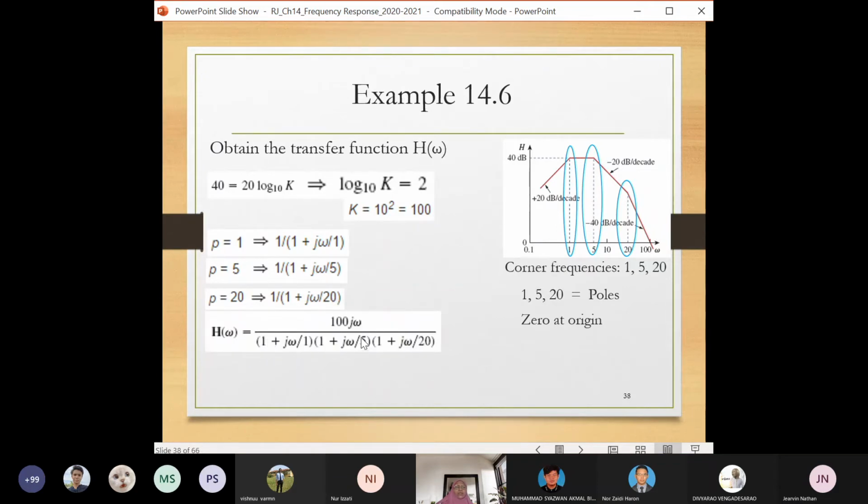And the overall equation should be 100 j omega over the first corner, 1 plus j omega over 1, the second corner, 1 plus j omega over 5, the third corner, 20 here, 1 plus j omega over 20. Altogether, if you rearrange, make it beautiful, you will get j omega times 10 to the power 4 over j omega plus 1, j omega plus 5, j omega plus 20. This is the transfer function for this sketch of the magnitude plot.